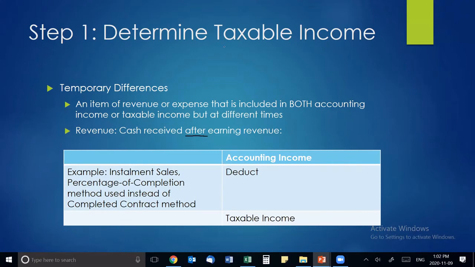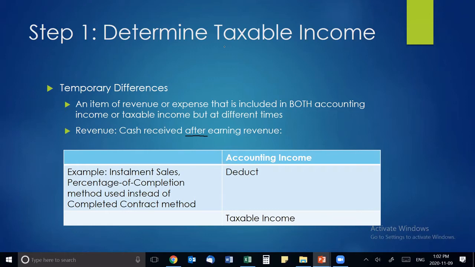So examples of this is installment sales. You do the work and then you have a payment plan where the customer pays in installments. Or looking at percentage completion method instead of completed contract. So percentage of completion, you're recording the revenue before cash is received, assuming cash is received at the end of the contract. Okay? So to understand this a bit more, let's do a journal entry to figure this out.